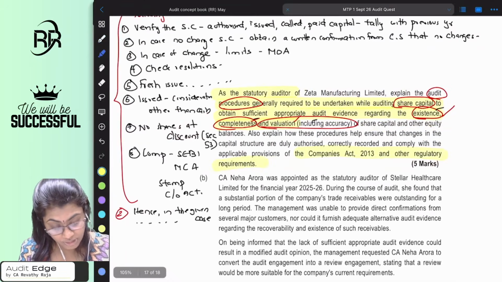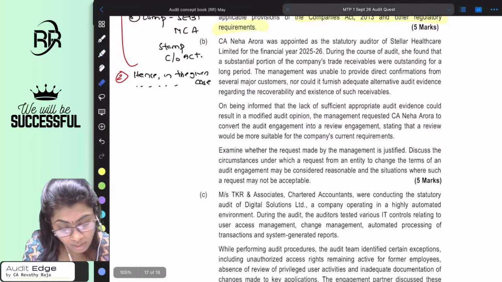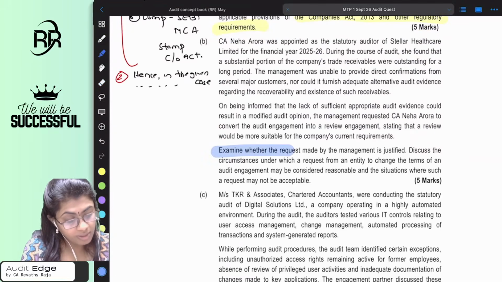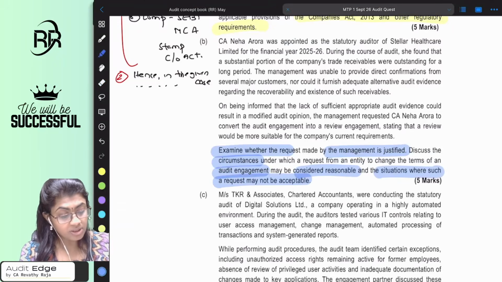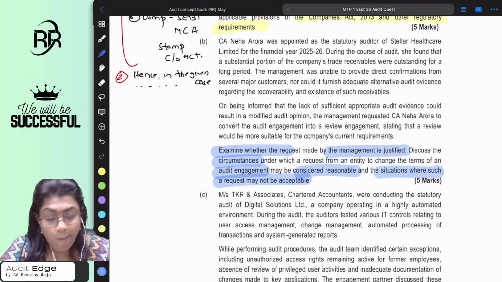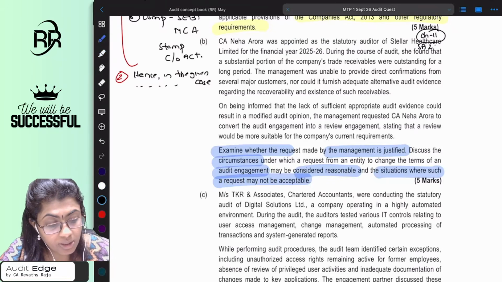Come on, next question. Examine whether the request made by management is justified. Discuss the circumstances under which a request from an entity to change the terms of audit engagement may be considered reasonable and situations where such may not be acceptable. This is with respect to chapter number 11, SA 210.